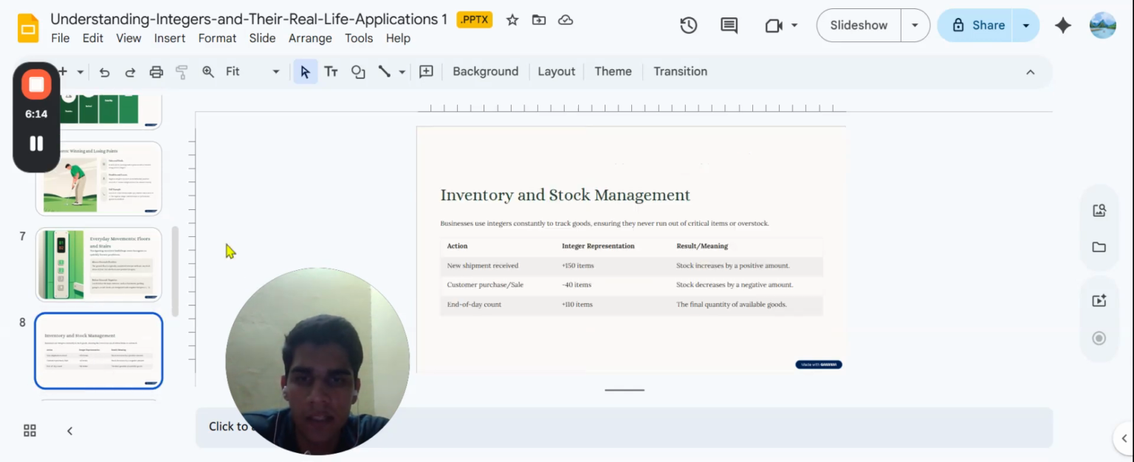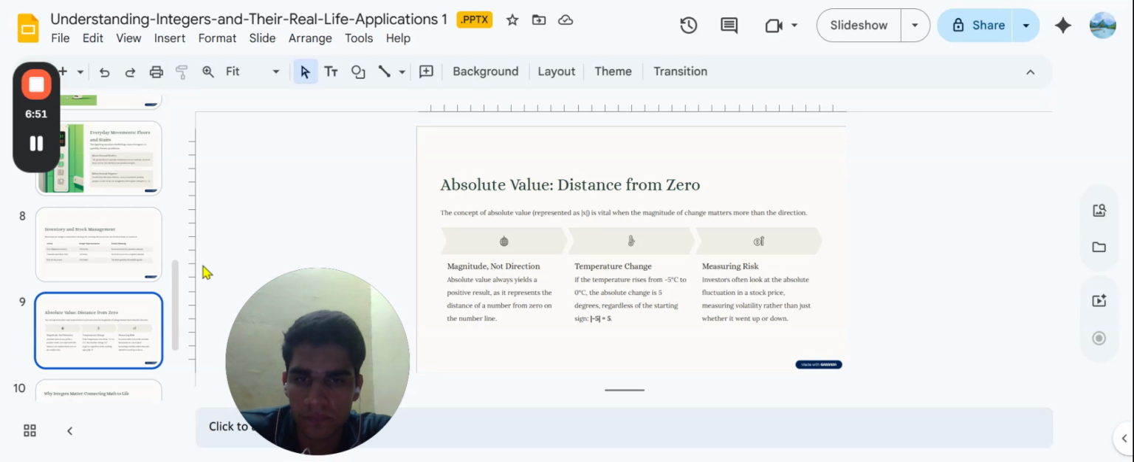A simple example is given here: inventory and stock management. A new shipment receives 150 items. So stock increased by a positive amount, and any sale or purchase indicates minus 40 items. So there would be a decrease in the amount, and at the end of the day, there are 110 items left, the final quantity of available goods.